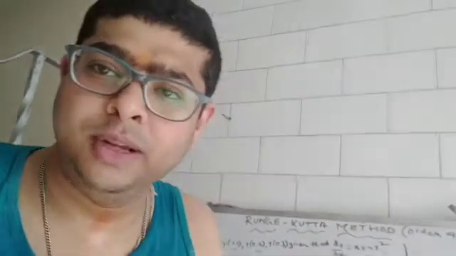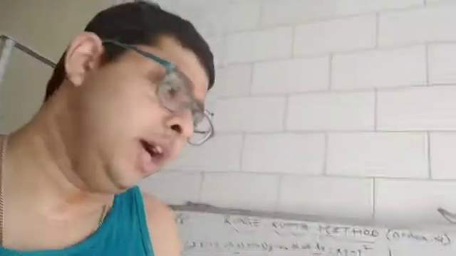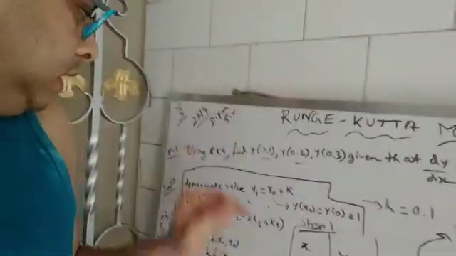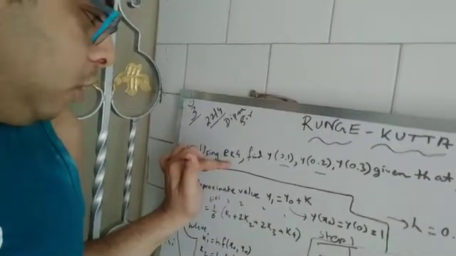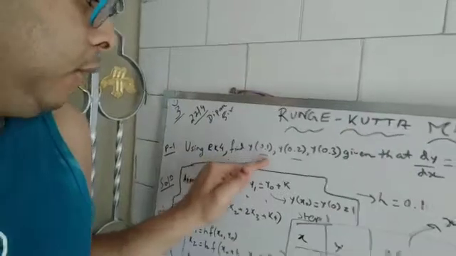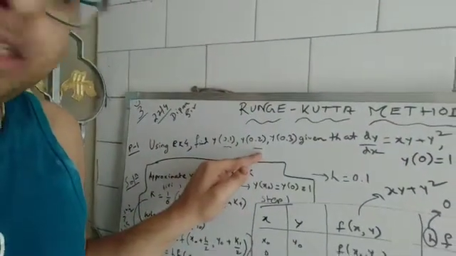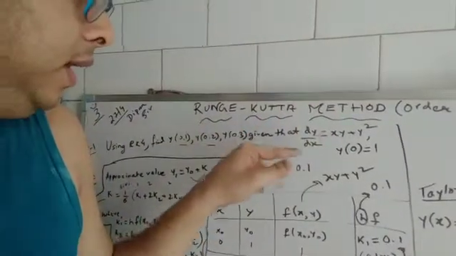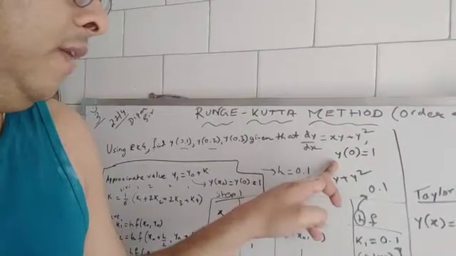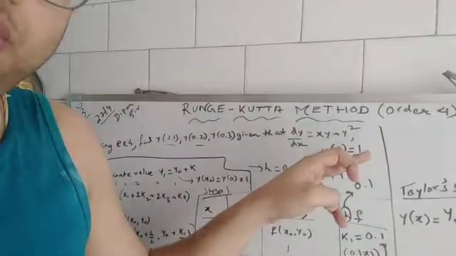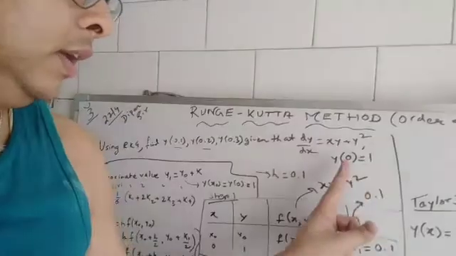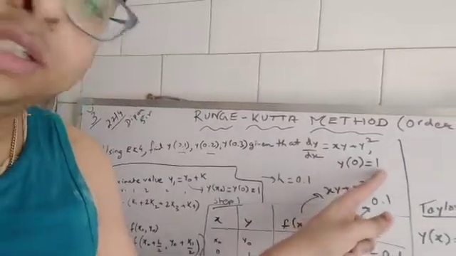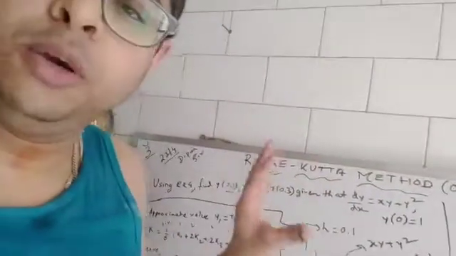Now let's discuss this RK method. I will take help of a problem so that it will be better for you to understand. Using RK method of order 4, that is RK4, find y at the point 0.1, at the point 0.2, at the point 0.3, given that your ODE is dy/dx equals xy plus y square, and the initial value is y0 equals 1. That means at the point 0, your y value is 1. That means x0 is 0 and y0 is 1. This is your problem.